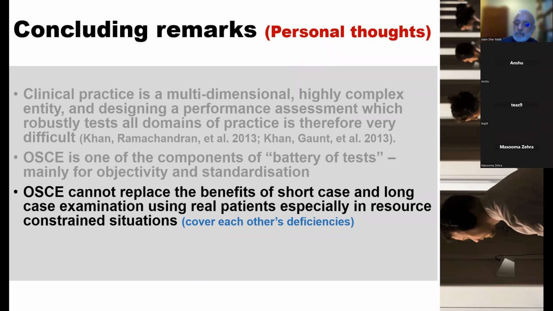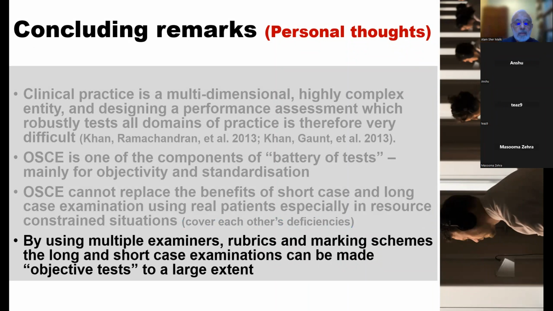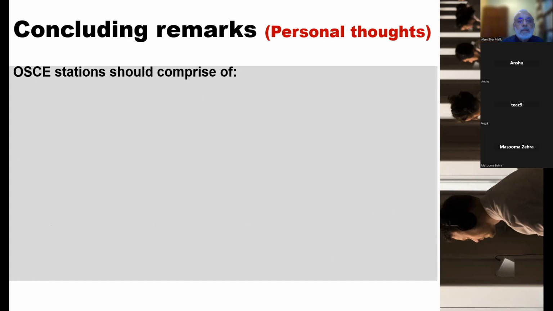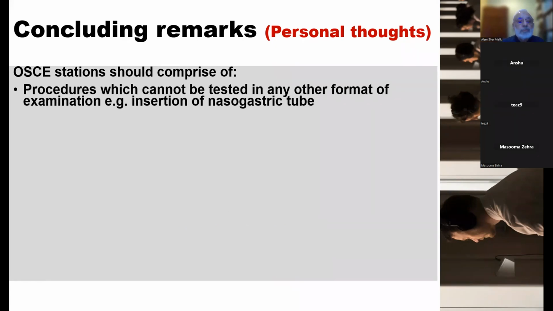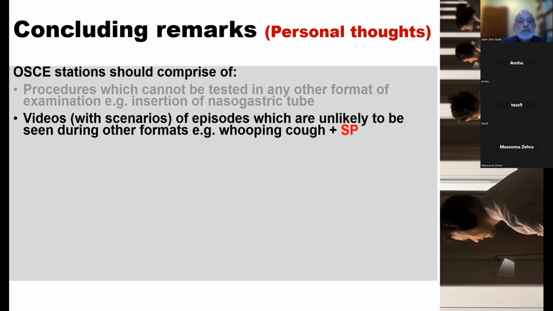case and short case, and we include the end of posting long cases in that. So that can help to cover some of the deficiencies. By using multiple examiner rubrics and marking schemes, the long and short case can be made objective to a great extent. The OSCE station should comprise procedures which cannot be tested in any other format of examination, for example, insertion of nasogastric tube, and videos of episodes which are unlikely to be seen during other formats, for example, whooping cough.